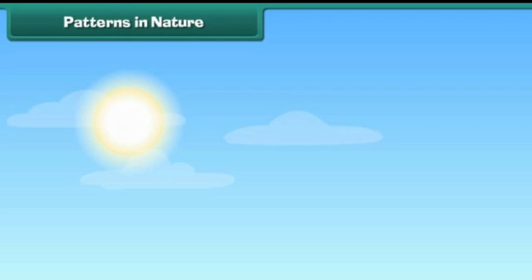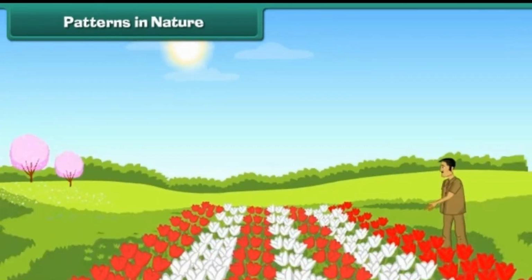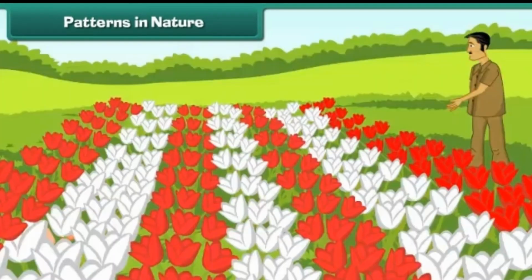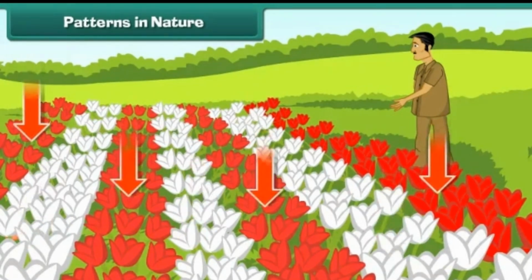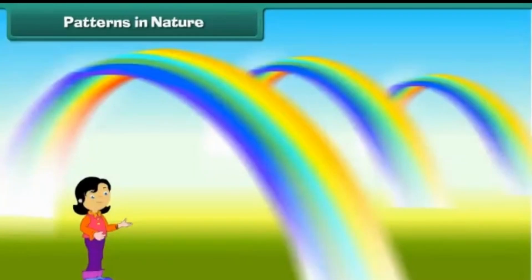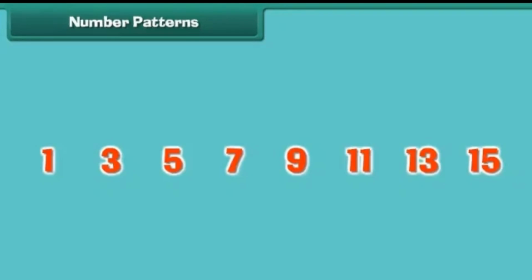Patterns in nature. Look around and you will find many patterns in nature. Look at this rose garden. The gardener has planted the roses to form a pattern. Here, a white rose follows a pair of red roses. Look at rainbows. The order of colors in every rainbow is the same.